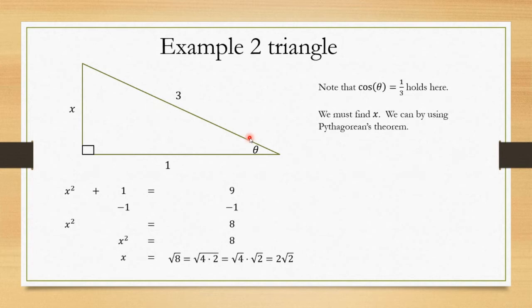But if we want all the trig functions, we need the length of the other side. Can we get it? Well, yes, we can. Pythagorean theorem. That's what I'm doing here. Right? By the Pythagorean theorem, we have x squared plus 1 squared is 3 squared. The length of the legs squared equals the length of the hypotenuse squared.